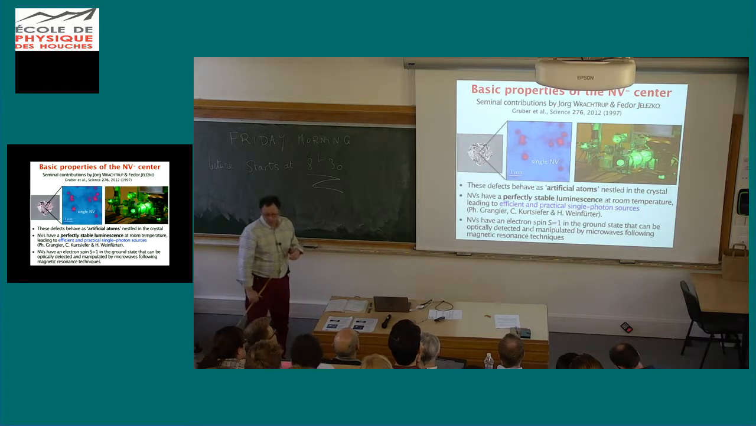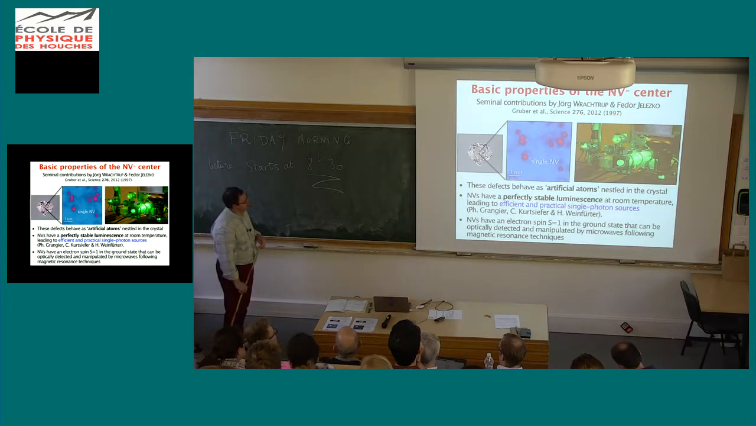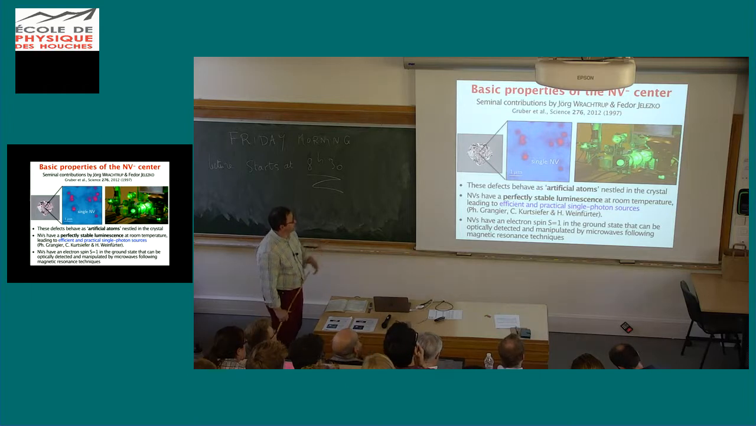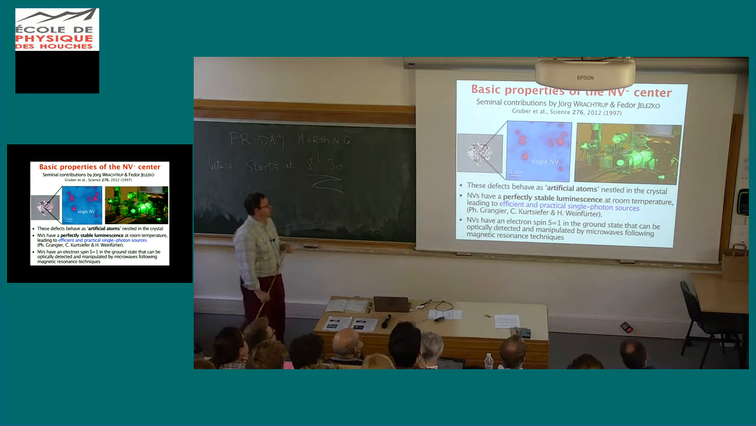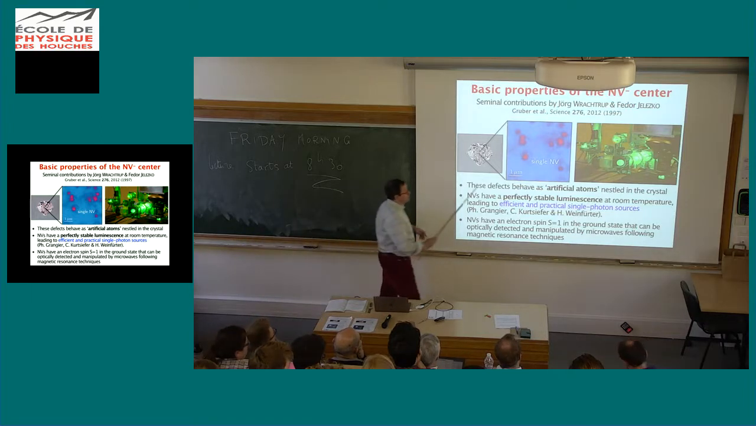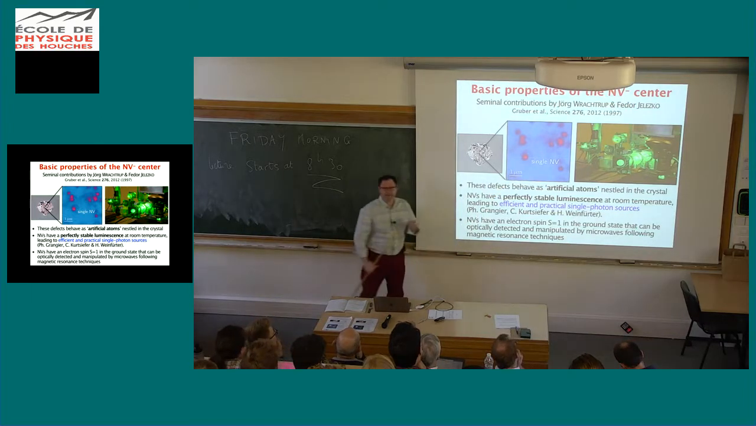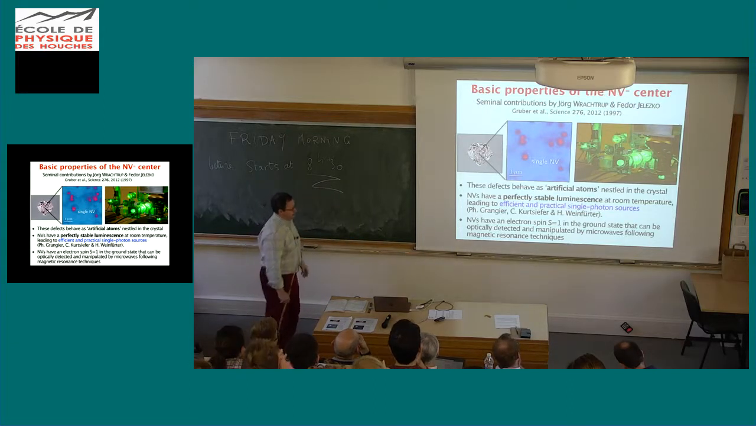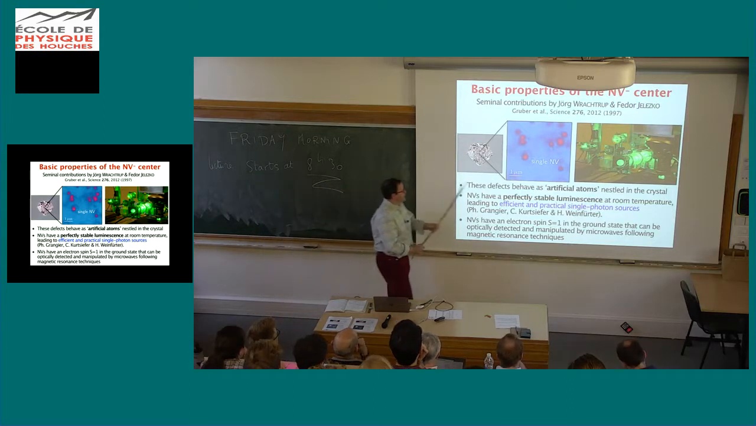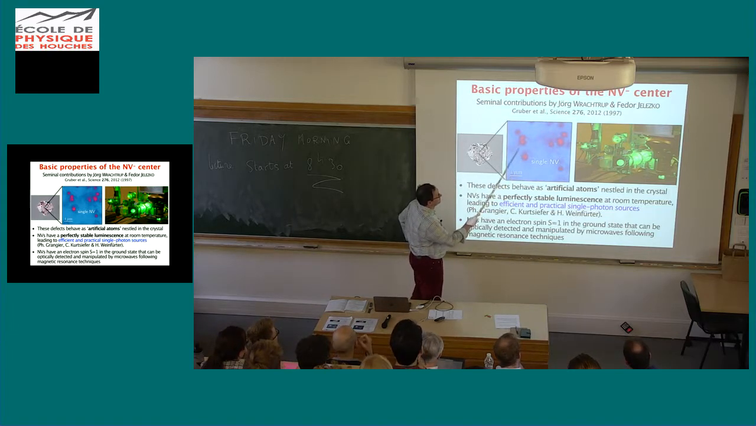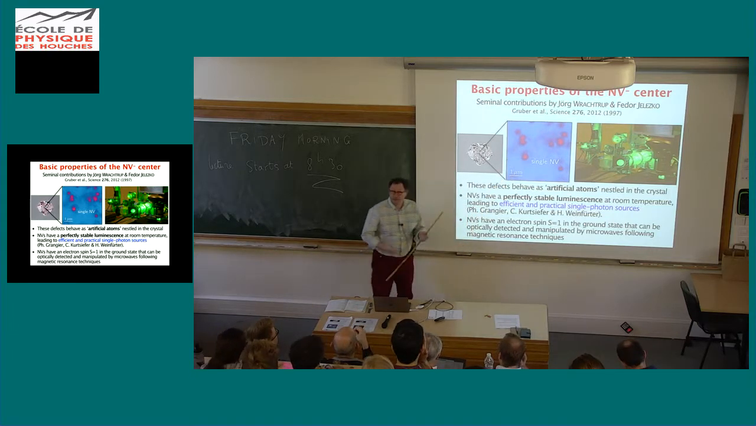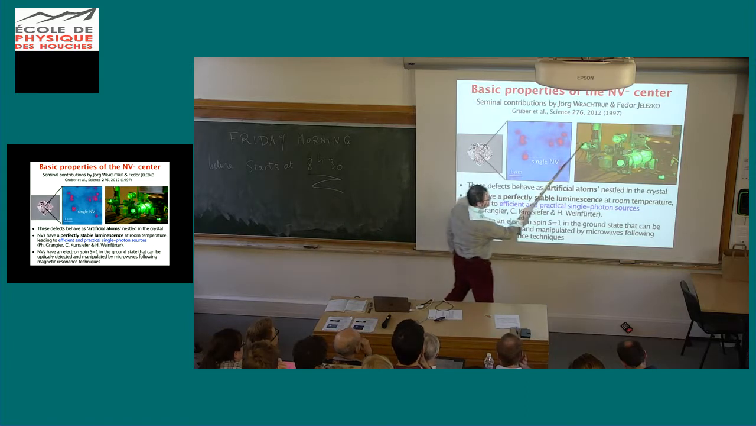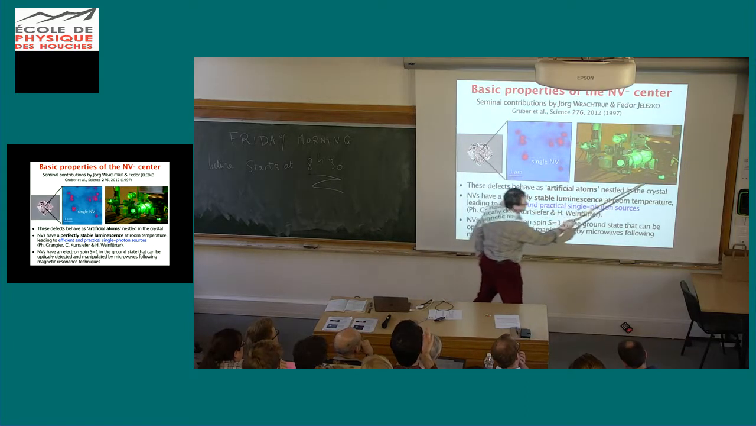The NV center was well known for a long time, but there was a very important contribution, now more than 20 years ago, by Jörg Wrachtrup and Fedor Jelezko, who were the first to be able to isolate single defects in a diamond crystal. And the experiment that you can do to excite and to observe the luminescence of a single defect with standard confocal microscopy is very simple. You see here, for instance, a scheme.